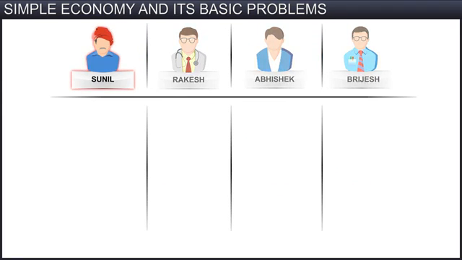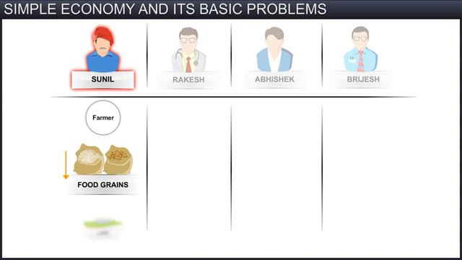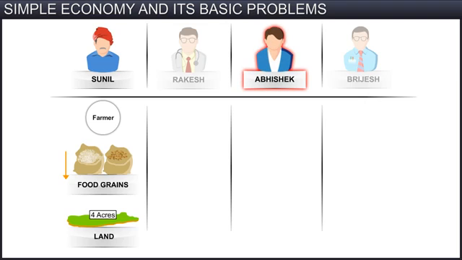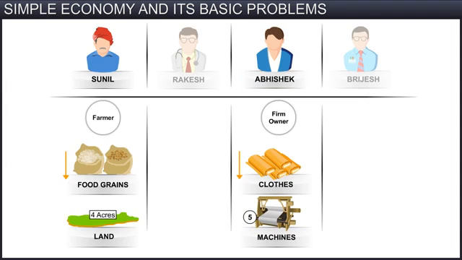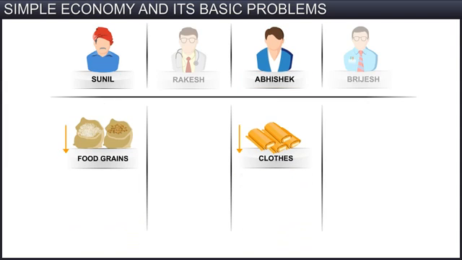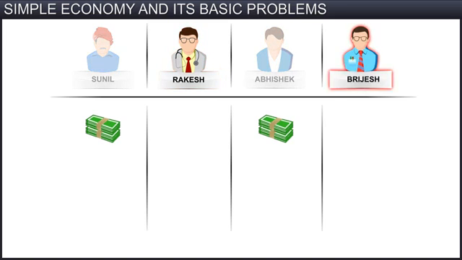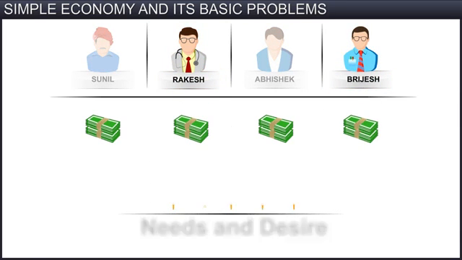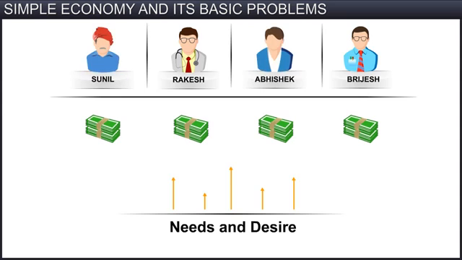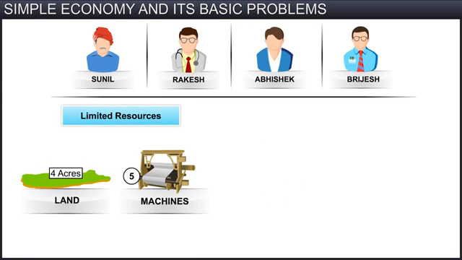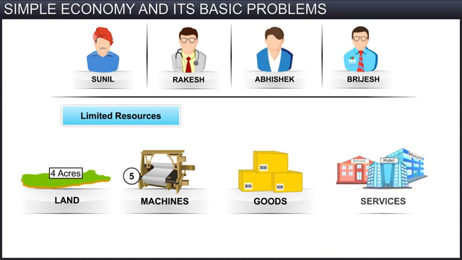Finally, they discover that Sunil, who is a farmer, could not produce more food grains with just 4 acres of agricultural land. And Abhishek, who is a firm owner, could not produce more clothes with just 5 machines. So, when they sold their products in the market, they actually earned a limited amount of money. Further, the incomes of the doctor and teacher are also limited, compared to their needs. Now, they realise that they had limited resources with which to produce goods and services.